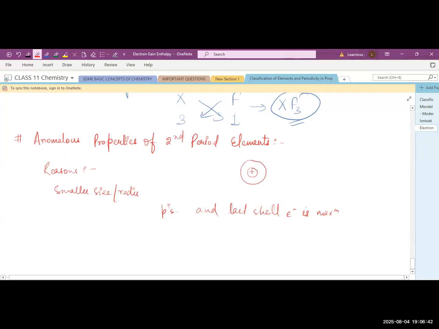So we know that there are 3 electrons. Suppose 1 electron, 2 electron, and this is your 3rd electron. So the lithium has a very smaller size or radius. Radius इसका बहुत ही small होता है. So what happens? The electrostatic force of attraction between this proton and the last shell electron is very maximum. ये maximum होते हैं due to the very small size. So that's the first reason.